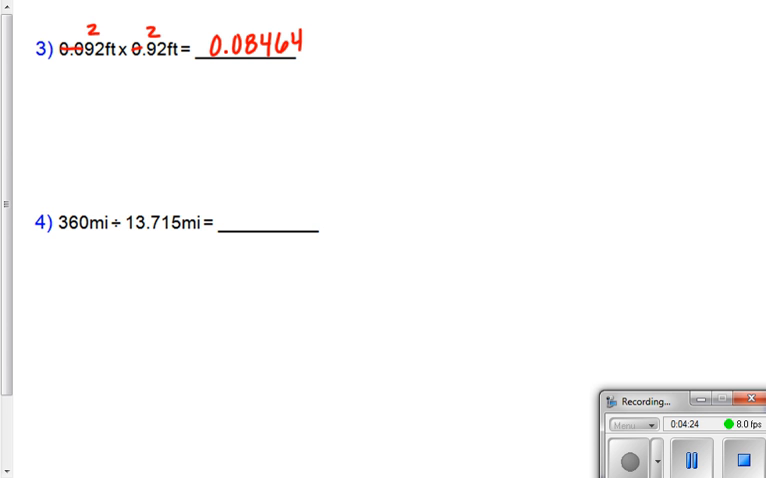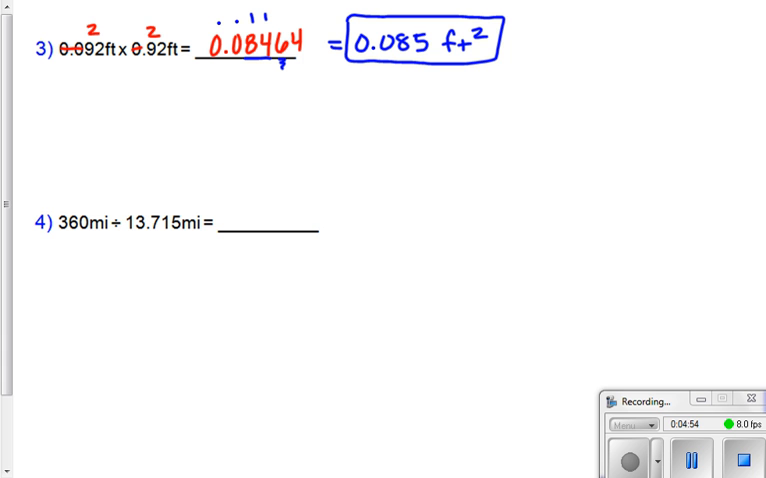Once we multiply those 2 numbers together, we need to round to 2 significant digits here. Remember, these zeros would not be significant. Here's actually our first significant digit, and then here would be that second significant digit. We look at the number behind it. There's 6. 6 would round up, so we would get an answer of 0.085, and this would be feet squared because we multiplied feet times feet. Our answer 0.085 has 2 significant digits.